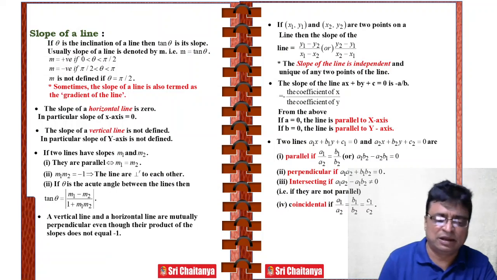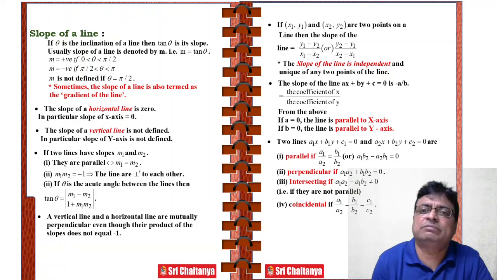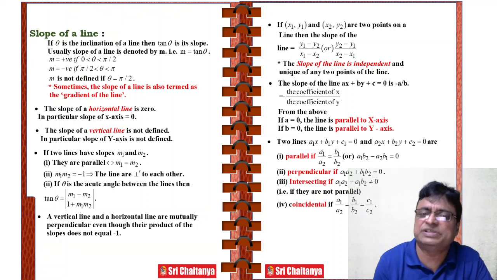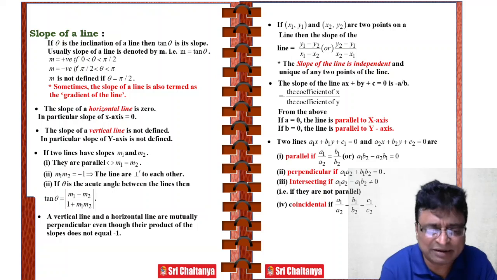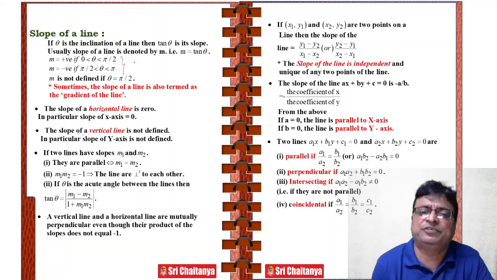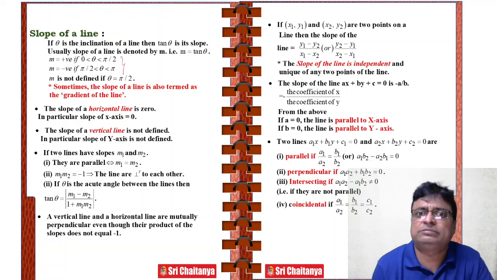So my friends, of course, everybody knows what the slope of a line is. If theta is the inclination of the line, tan theta is called the slope, usually denoted with m. m is equal to tan theta. Everybody knows, but here the terms and conditions you need to practice. If theta lies between 0 to pi by 2, it is positive; if theta lies between pi by 2 to pi, it is negative. And if theta is equal to pi by 2, it is not defined.